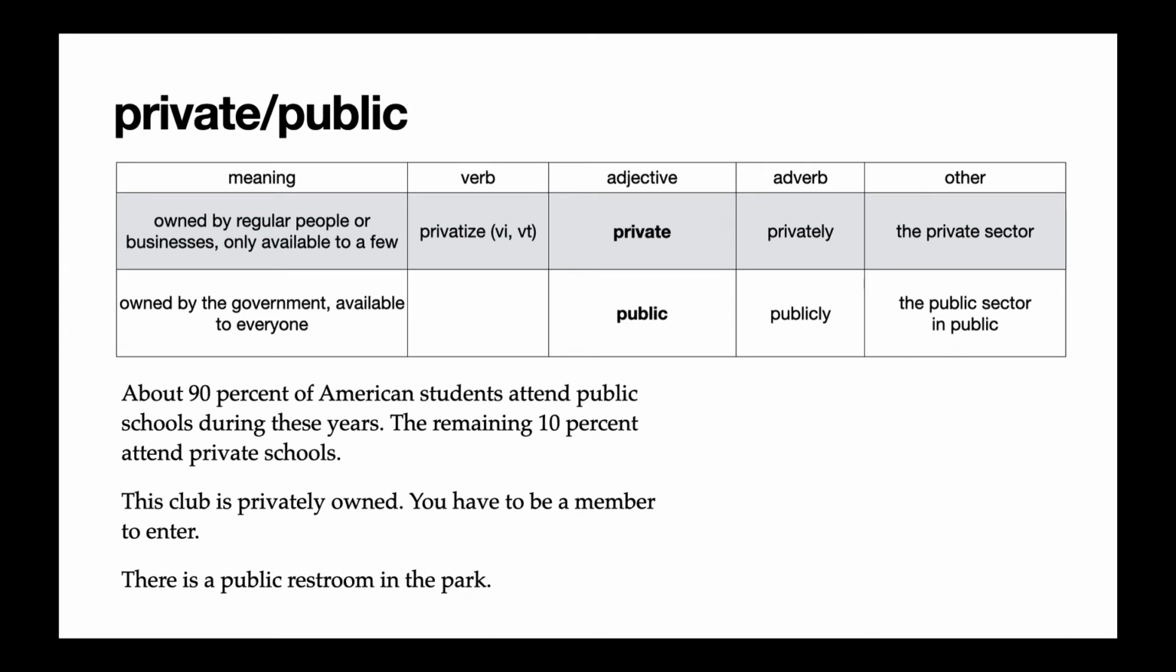We also have the phrase in public, which means in a public place, like outside or in a park. So in the reading we said about 90% of American students attend public schools during these years, and the remaining 10% attend private schools. Our second example says this club is privately owned. You have to be a member to enter. And the third example says there is a public restroom in the park. A restroom is a bathroom. So if it's a public restroom, that means anybody can use it.